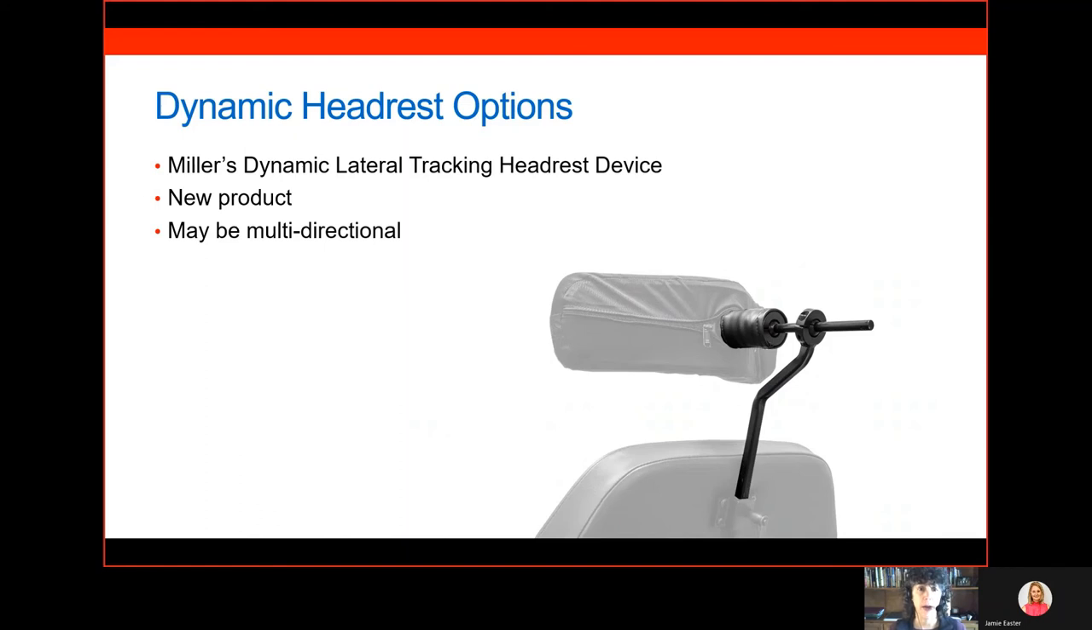Miller's more recently has come out with this lateral tracking headrest device. So there is, again, a spring here. It's covered by a shroud, and it will allow some lateral movement. Now, I have not had a chance to meet this product in person yet, so I think it is multidirectional, but I would need to see. But I believe this spring is designed to move laterally, so if a client is pushing against the side of the head pad, the headrest will still respond with movement. But I do not believe there's a lot of posterior movement on this, more that lateral capturing rotational movement.